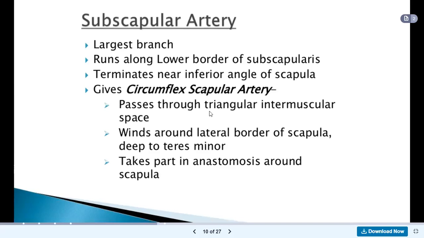So it passes through the triangular intermuscular space, winds around the lateral border of the scapula, deep to the teres minor, and then it takes part in the anastomosis around the scapula. So there is an anastomosis around the scapula made up of different blood vessels. So the subscapular artery gives rise to this circumflex scapular artery, which is part of that anastomosis.